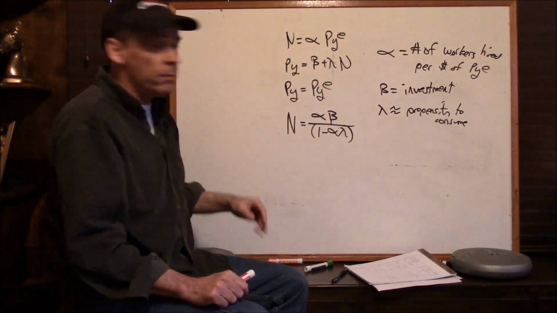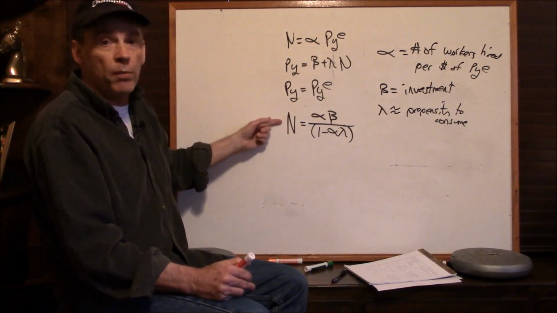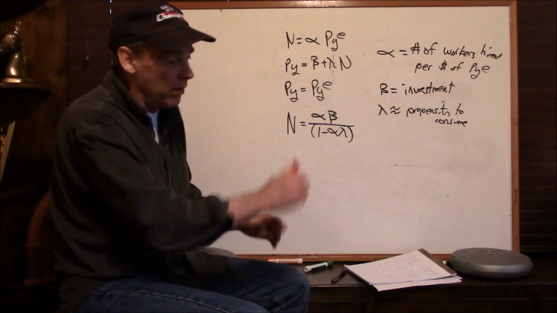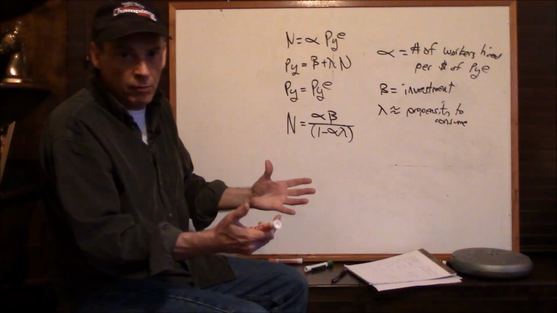Then, what about investment? What if investment rises? Well, it makes the numerator bigger, right? So employment goes up. I mean, the advantage is we can plug in some numbers now. We don't just have a point on a graph. And we can also talk about the relative parameters.